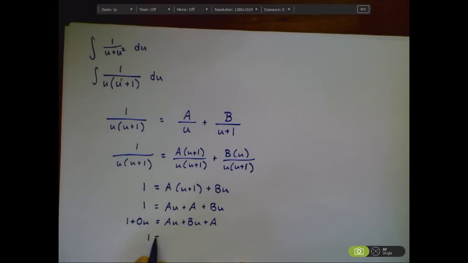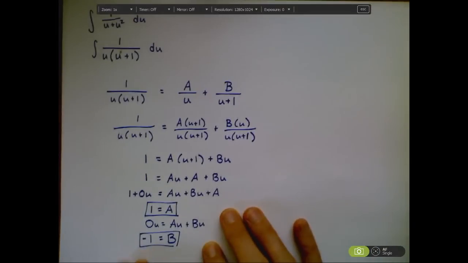So that's saying that 1 is equal to a. And that's also saying that 0u's are equal to au plus bu. Or, we already know that a is equal to 1, that negative 1 is equal to b, because my coefficient here is 1, and I subtract it to that side. So these are our values for our partial fractions.